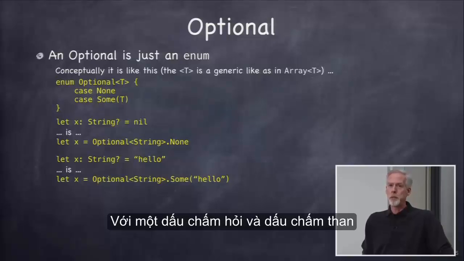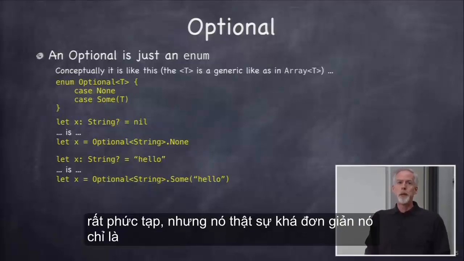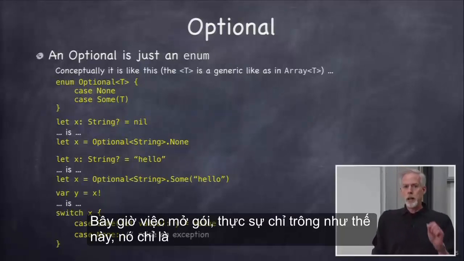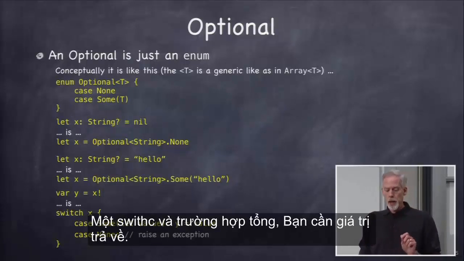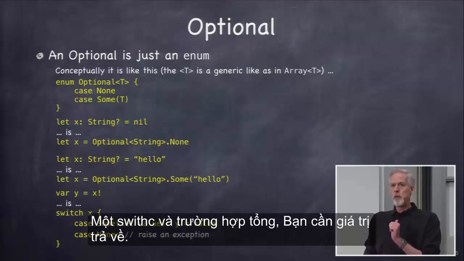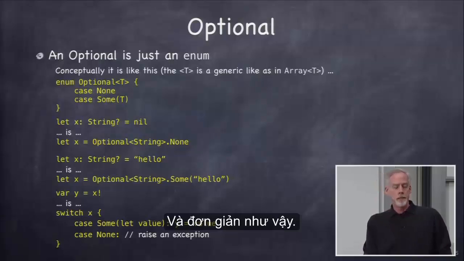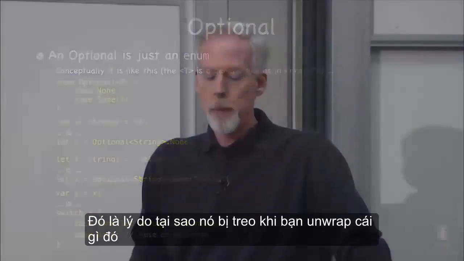The question mark and the exclamation point, I know that makes it seem like, whoa, it's really complicated, but it's pretty simple, really. It's just syntactic sugar for this optional. Now, the unwrapping really just looks like this. It's just a switch. In the case of some, you give the value back. And in the case of none, you raise an exception. Okay? Simple as that. That's why it crashes when you unwrap something that's nil.